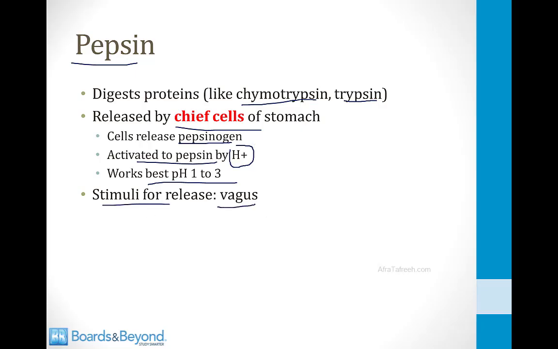So when you are about to eat and you're thinking about eating, your vagus nerve gets activated and it stimulates the release of pepsin into the stomach, so it is waiting to digest the proteins that you consume in your meal. And that concludes our module on GI secretions.